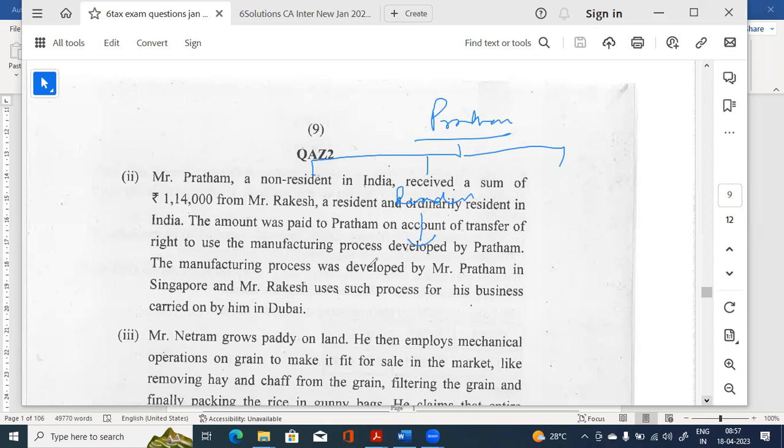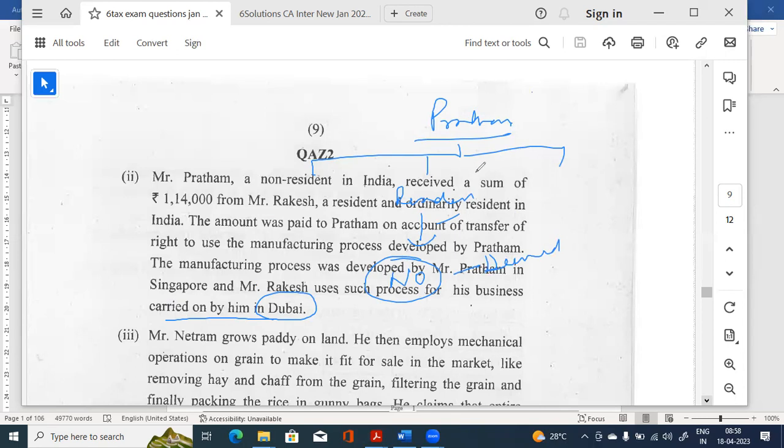What is the resident using it for? So in chart number 1, if you look at it, it says that if it is received from a resident, what is the resident using it for? That for this manufacturing in Dubai. Therefore, it is being used outside India. Therefore, it is not deemed to accrue or arise. His income is not deemed to accrue or arise in the hands of Pratham.